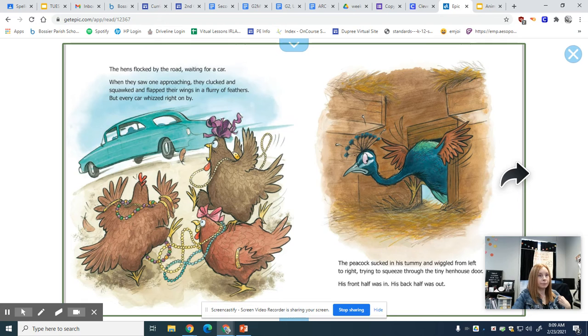Now right here, their faces change, their emotions start to change, right? We can gather just off this that they're not really happy anymore. They're looking a little nervous. They're moving around, losing feathers. Then we look over here at the peacock. He's trying to squeeze in. He doesn't look like he's as happy as he was, right?